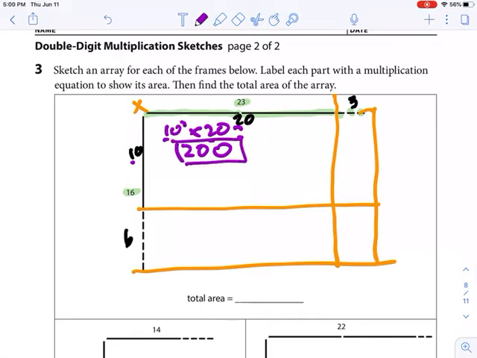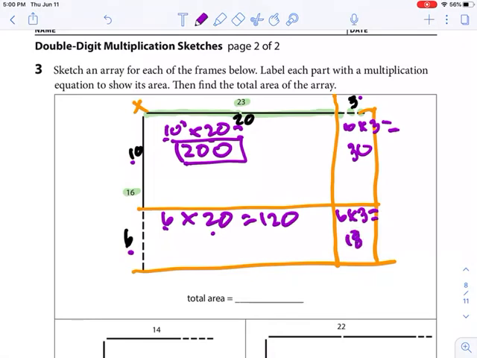There's my partial product. 10 times 3 equals 30. 6 times 20 equals 120. 6 times 2, and then the 0 means times 10. And 6 times 3 equals 18. So here I have my partial products, which I need to add.